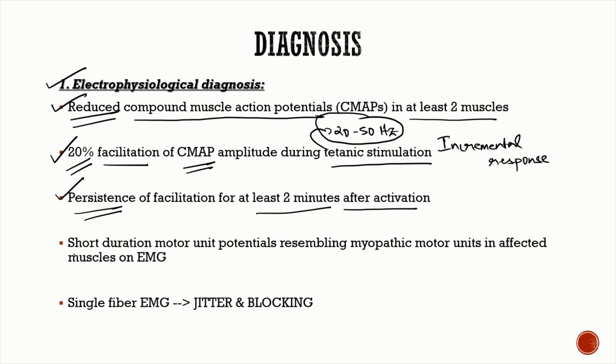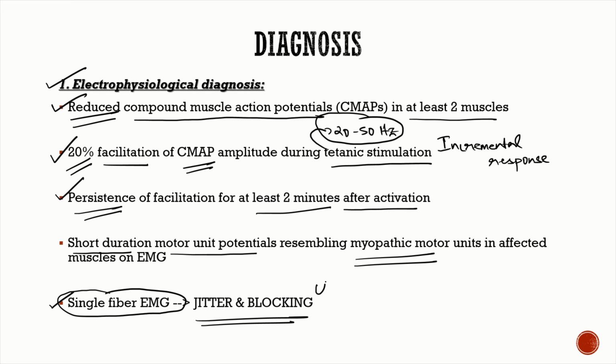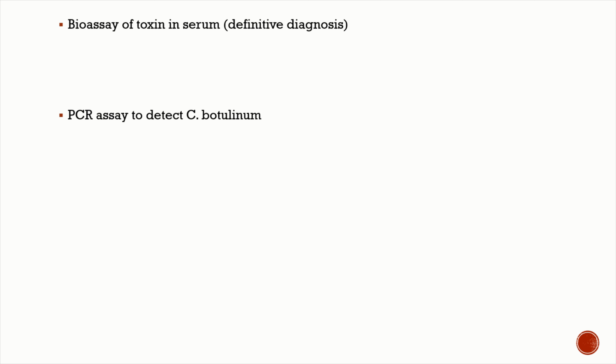And you're going to have short duration motor unit potentials that resemble myopathic motor units in the affected muscles. And just like in myasthenia gravis, if you do a single fiber EMG, you're going to get jitter and blocking. Again, this is an important MCQ question. And the definitive diagnosis is going to be by bioassay of the toxin in the serum. And you can also go for a polymerase chain reaction assay to detect the organism, that is Clostridium botulinum.